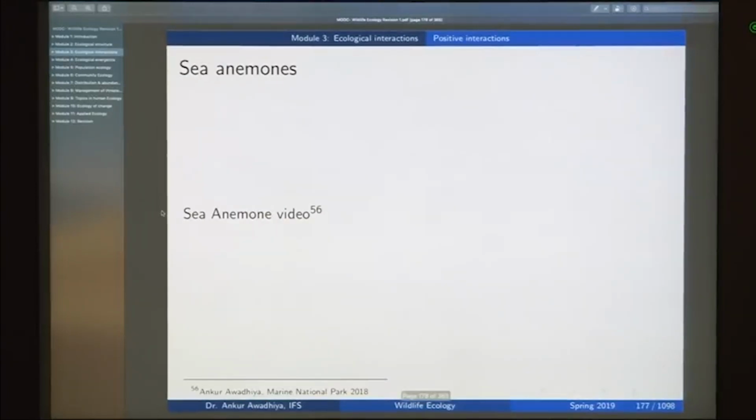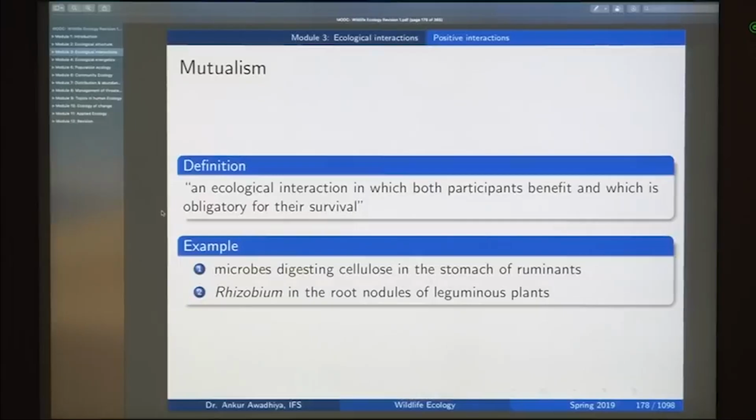We also looked at hippos and sea anemones. Then we had a look at mutualism. It is an ecological interaction in which both the participants benefit and it is obligatory for survival. So, it is essential for survival; the organisms cannot live without it.